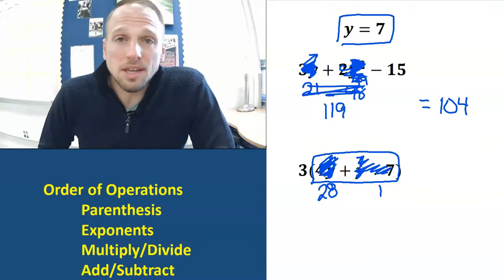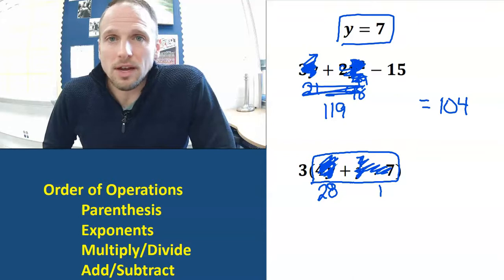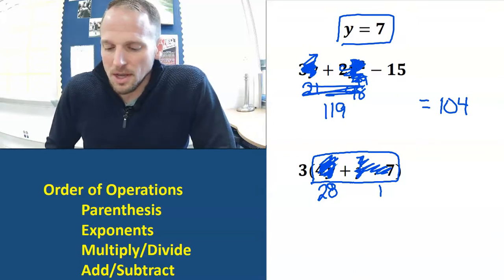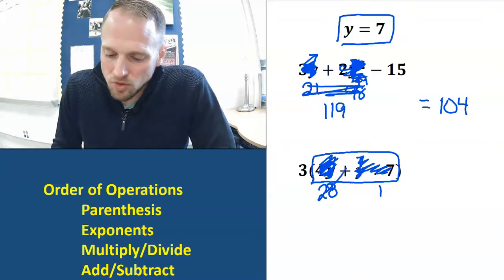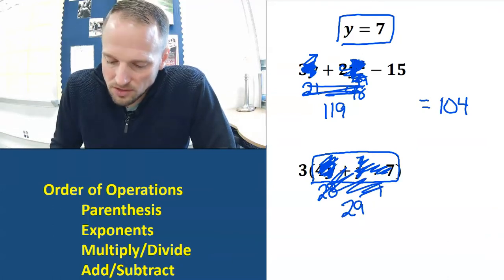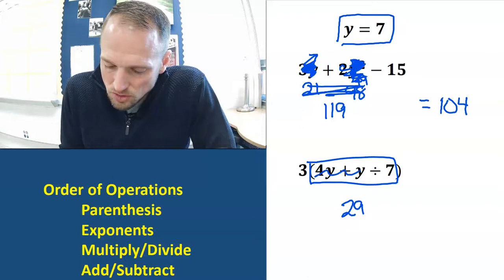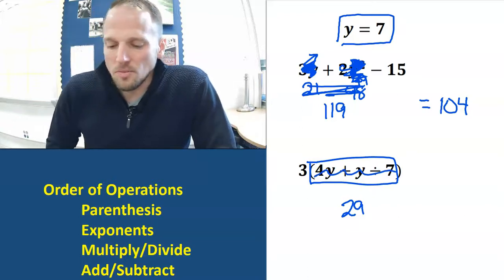Okay, now we're still in the parentheses. So we've done the multiply, divide. Next step is add, subtract. So let's look at that and see if there is. So we've got 28 plus 1, left to right. That's going to be 29. So all of this whole parenthesis right here, after we sub the 7 in for the y, was just 29. So back to the beginning.